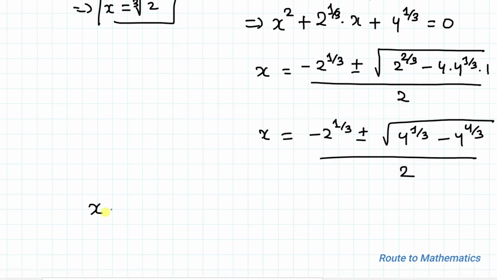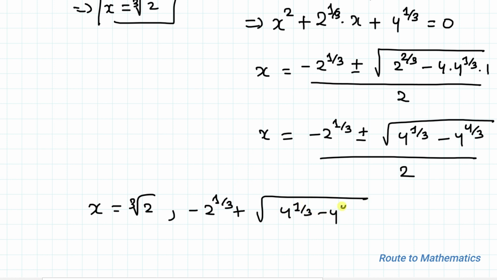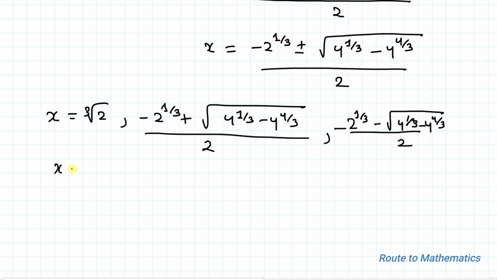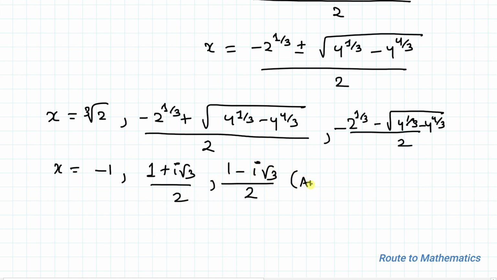Okay. So here we are getting 2 root cube and minus 2 to the power 1 by 3 plus root under 4 to the power 1 by 3 minus 4 to the power 4 by 3 divided by 2, again minus 2 to the power 1 by 3 minus root under 4 to the power 1 by 3 minus 4 to the power 4 by 3 divided by 2. And previously we found x equals to minus 1, 1 plus iota root 3 by 2 and 1 minus iota root 3 by 2 are the solution of x.